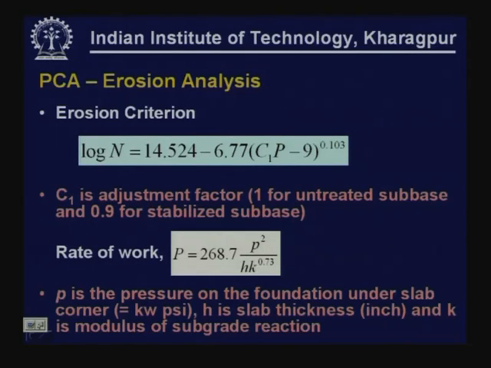In this case, C1 is an adjustment factor to account for different types of subbases that are used. C1 will be 1 for untreated granular subbase and C1 will be 0.9 for stabilized subbase. The other parameter that we used here, P, is the rate of work computed as 268.7 into P square by H into K to the power of 0.73.